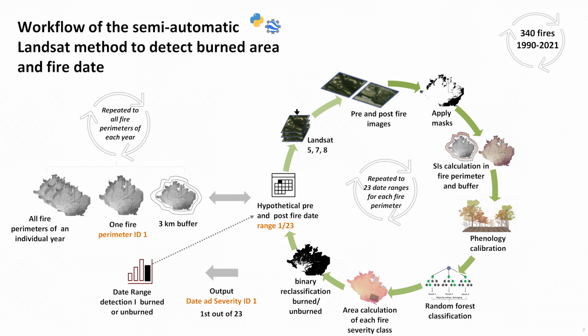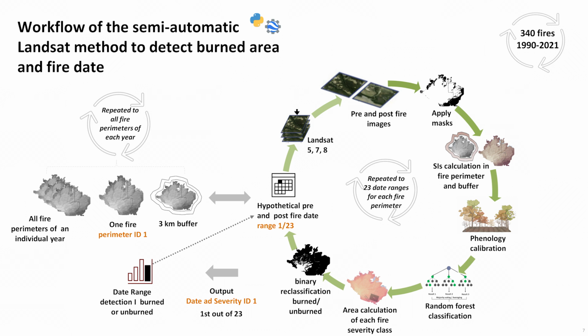So to exemplify the process, I would choose a year, extract 1 fire perimeter from that year, create a buffer around the fire, and set the hypothetical date ranges. I started from the 1st of January until the 31st of December at every 17 days, because of the spatial and temporal resolution of Landsat. And then I run the whole process.